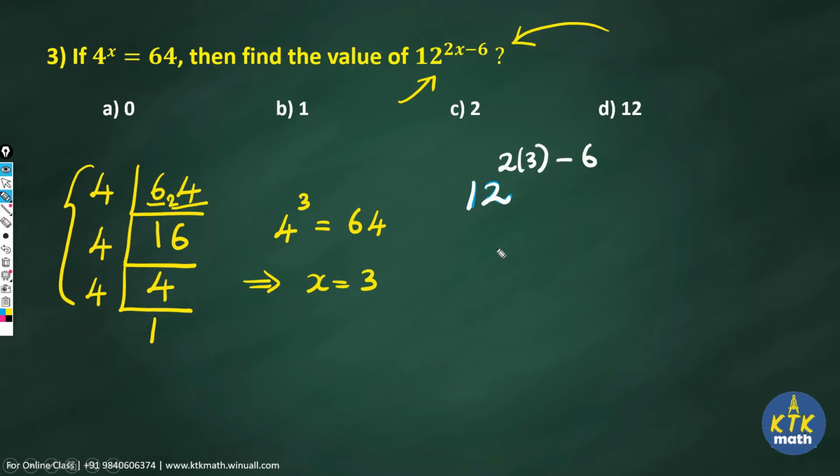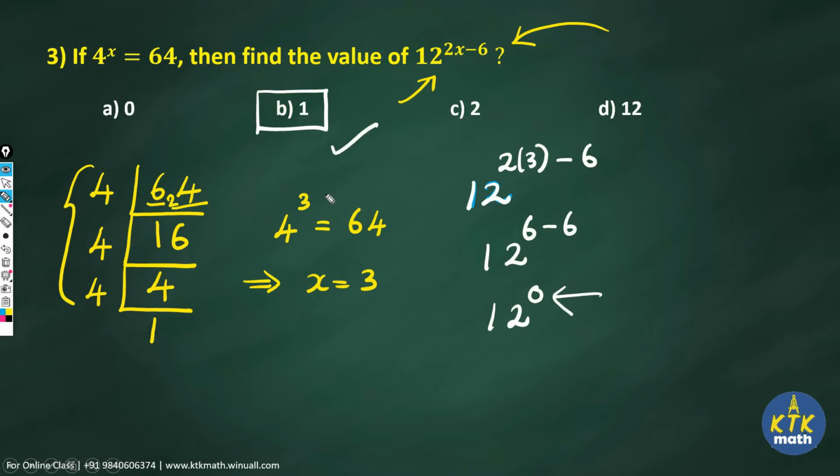I hope you can understand here. So 12 power, what happens in the power now? 2 3's are 6 minus 6. So 12 power 6 minus 6 is 0. And we know that any number power 0 value is always 1, just like our first question which we have done now.